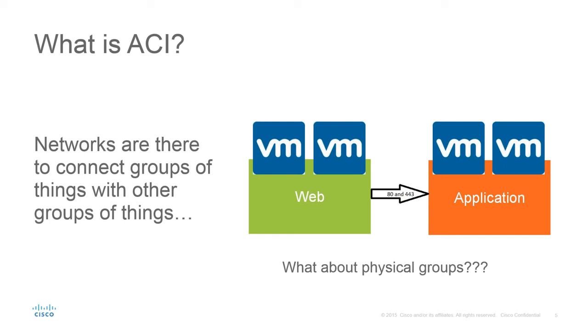So, what is ACI? What are networks? If you tuned in last week and saw the whole what's an endpoint group and EPGs, we're talking about connecting groups of things to other groups of things. And these can be virtual. They can also be physical. But I show here a web EPG and an application EPG, and both contain VMs. And they're able to communicate over ports 80 and 443, or HTTP and HTTPS, in one direction in this case.